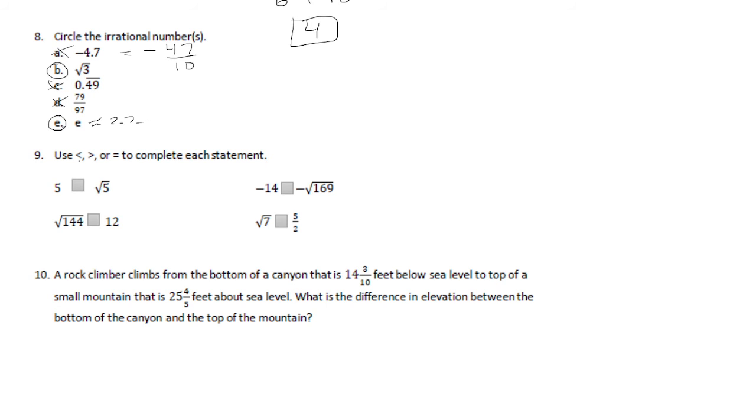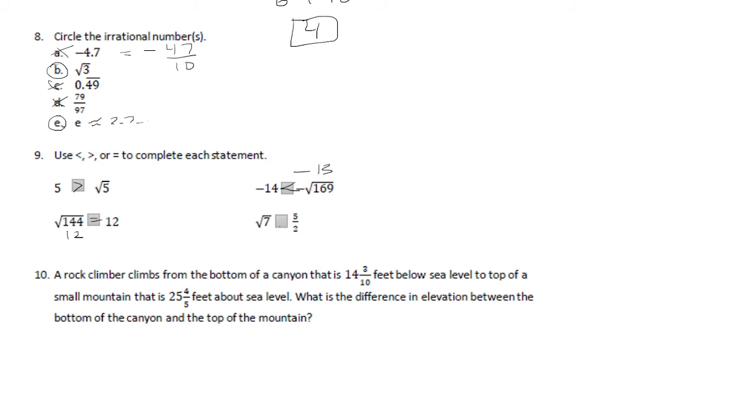So we want to use these inequalities to complete each statement. So 5 versus square root of 5. Well, the square root function always gives something smaller than the original number, so 5 will be greater. Now, square root of 169 is 13. So we're comparing negative 14 and negative 13. Negative 13 is greater. Square root of 144 is 12. So these are equal.